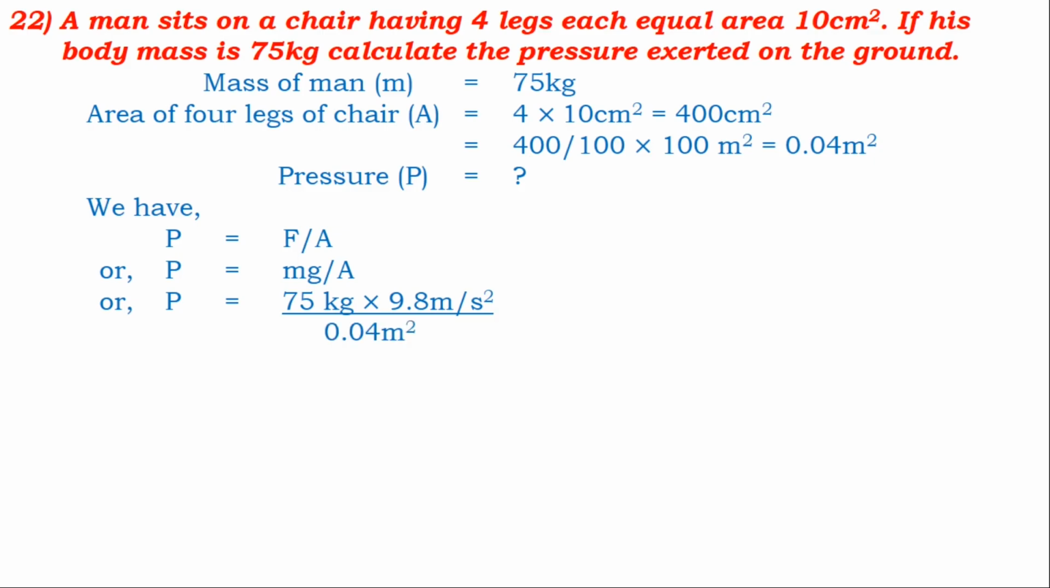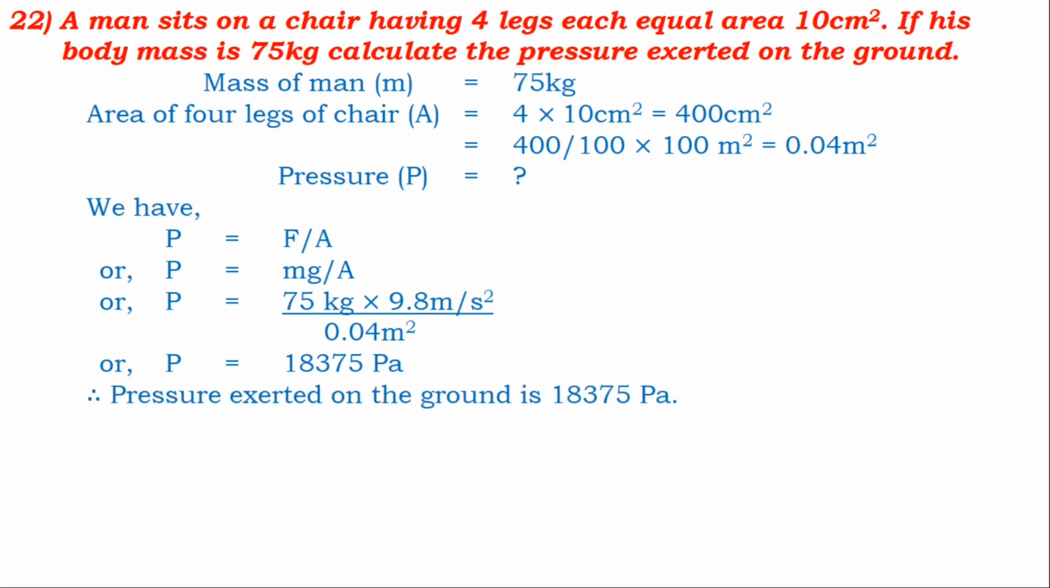And area is equal to 0.04 meter square. Now after the multiplication and division we will get the answer. Therefore pressure is equal to 18,375 Pascal. This is our answer, and it will be better to write a sentence for the answer at the end. Therefore pressure exerted on the ground is 18,375 Pascal. Let's go to another question.